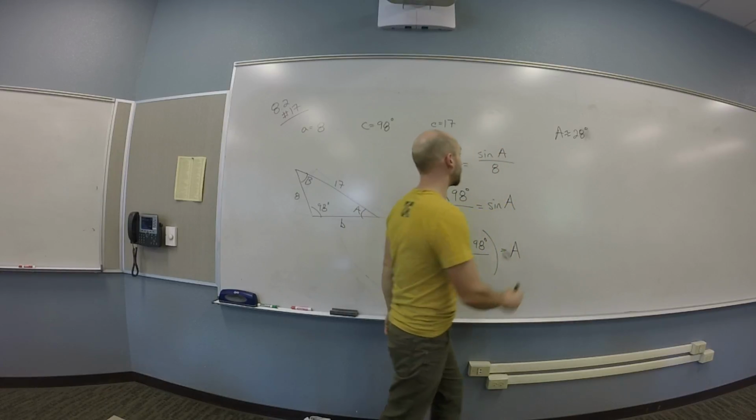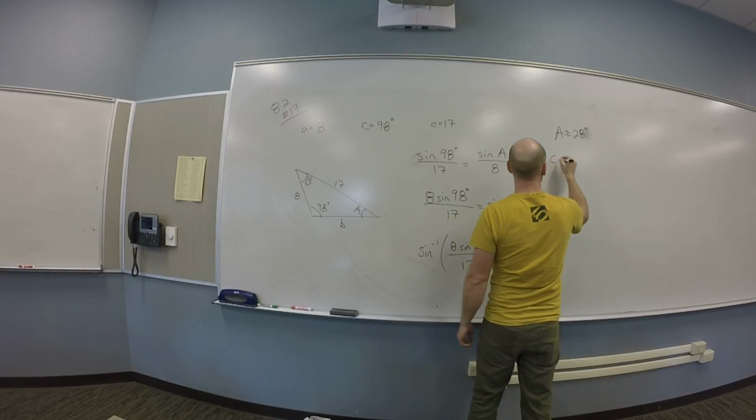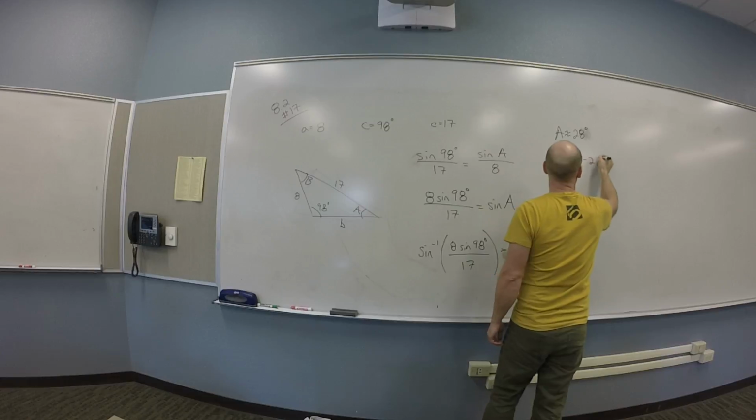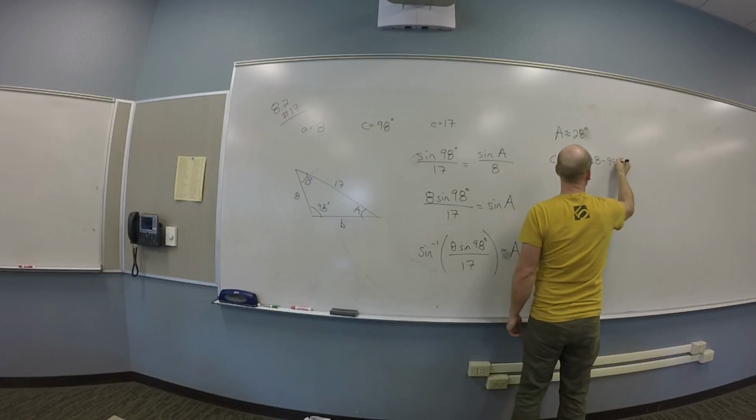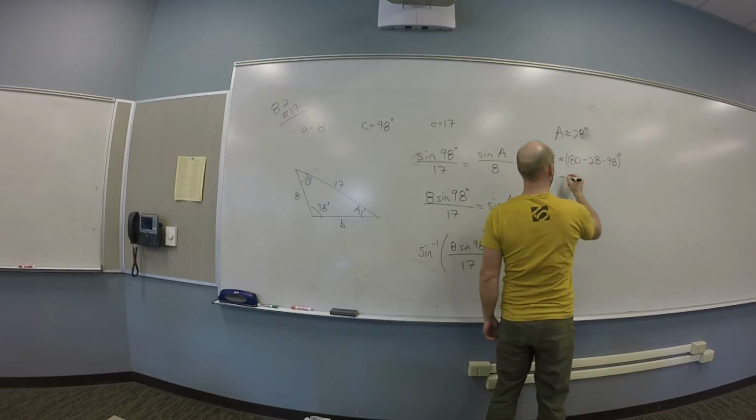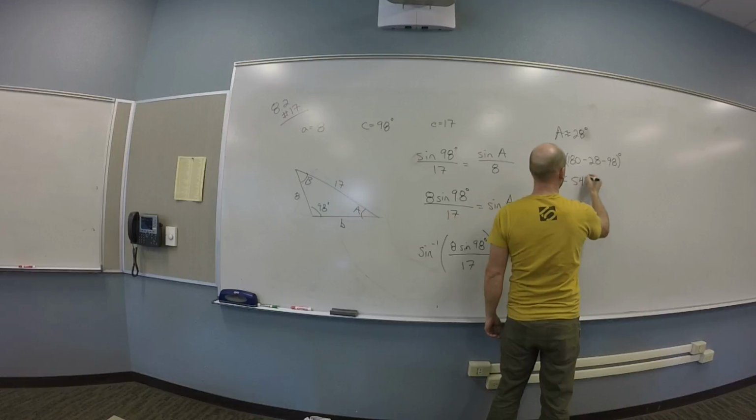To get the other angle, you would do C is approximately 180 minus 28 minus 98, which is approximately 54 degrees. All of that's in degrees, right? So you're going to get approximately 54 degrees? Yes.